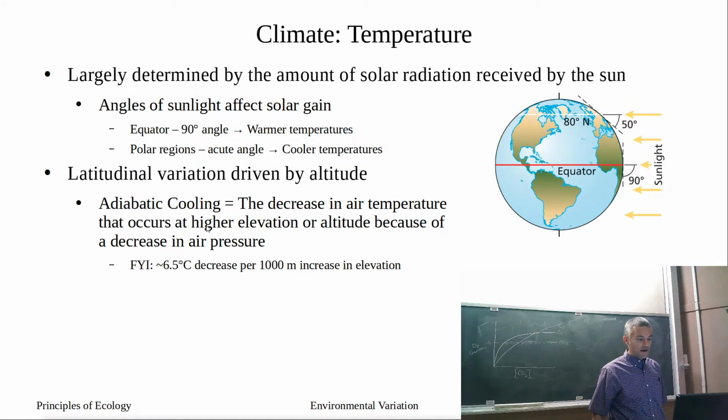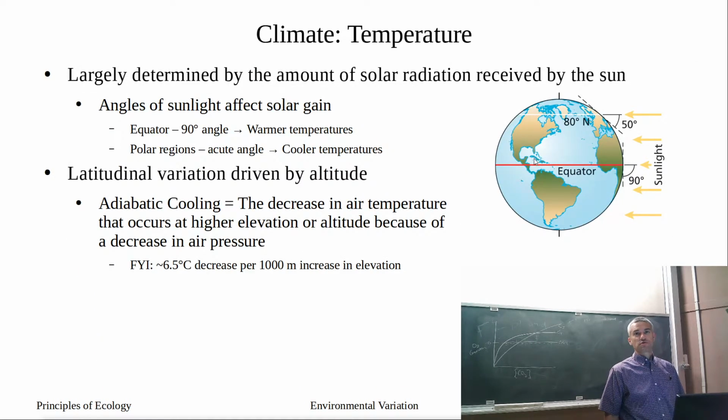Just as an FYI, if we go up 100 meters in elevation, we're going to get a decrease of about 6.5 degrees Celsius. So more than 12 degrees Fahrenheit. Pretty significant drop. So latitude and altitude kind of go hand in hand. If we increase our latitude, we cause cooling. If we increase our altitude, we cause cooling. But for different reasons. Latitude, it's all about solar radiation. Altitude, it's all about the air pressure and this adiabatic cooling.